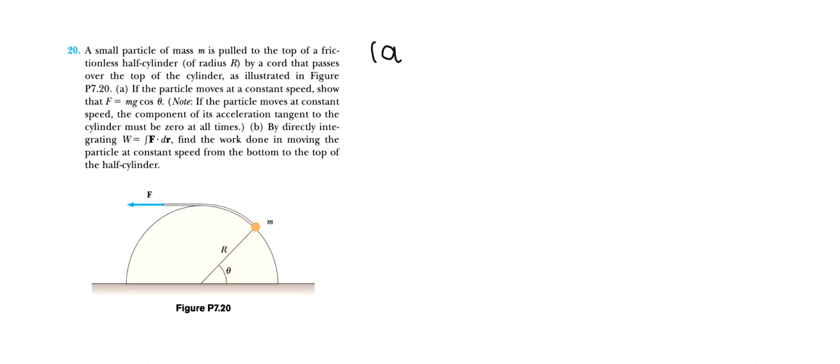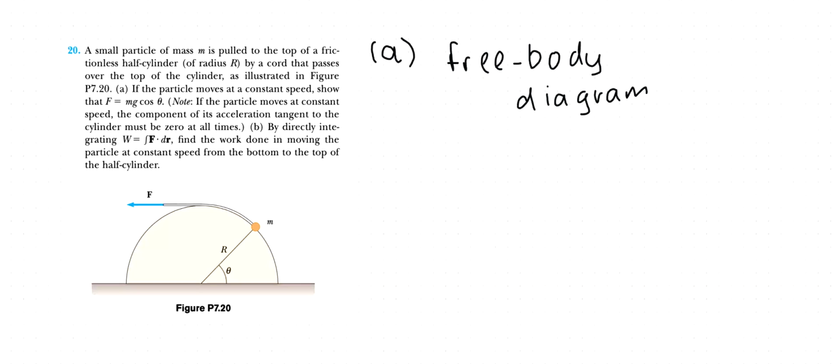So for part A, what I would do is first draw the so-called free body diagram. That's how I will start. I'm going to draw the free body diagram of the object. I suppose I could draw it on the figure, but I will not do that because that will mess up the figure. I'm going to draw it while the particle is in this generic position.